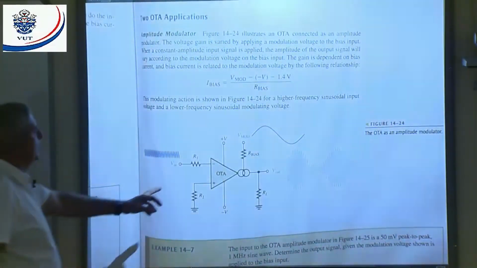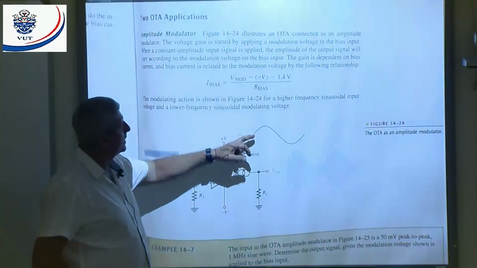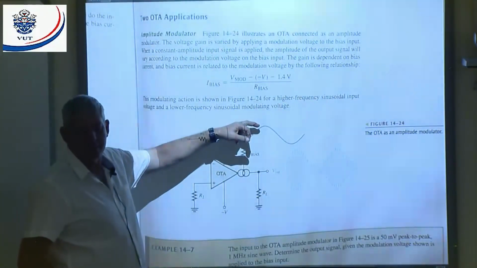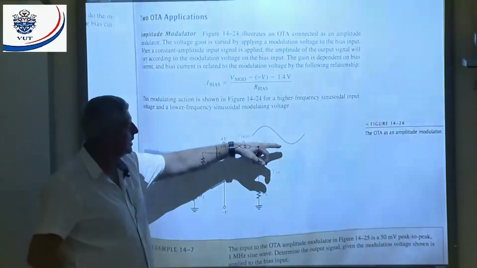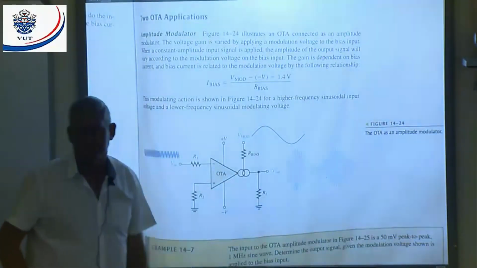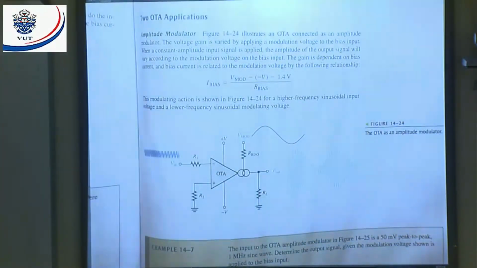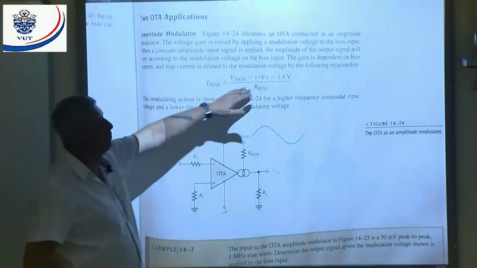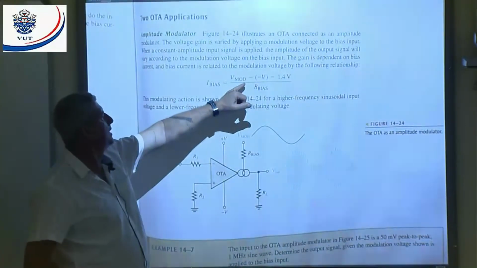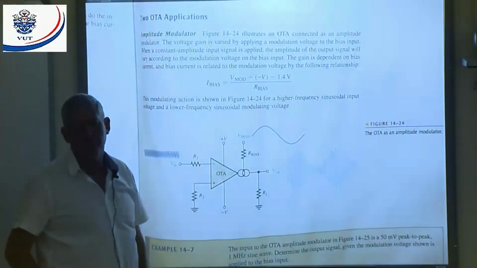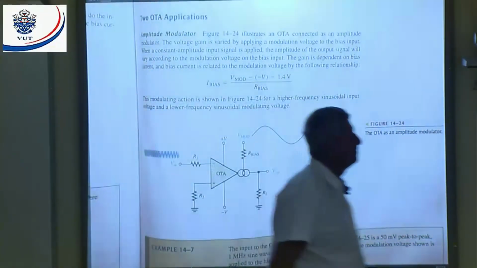Because here I will have low gain, and as that increases, what will happen to the gain? It will increase. And then the gain will decrease again, all right? Because by varying the bias current, I vary the gain. All right. That is an amplitude modulator. Here you can see the same formula applies: V modulated minus V minus 1.4, not 0.7.